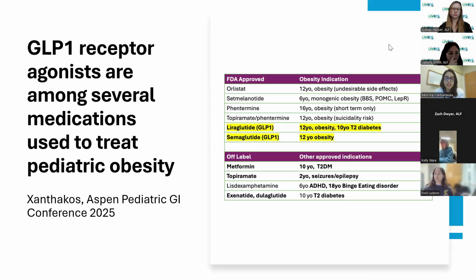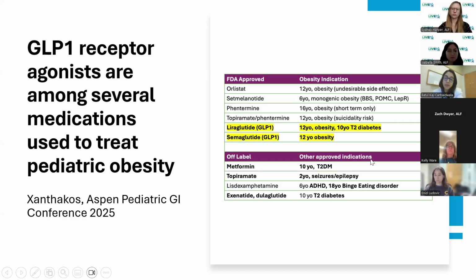A couple of things just to quickly say: liraglutide and semaglutide are the ones that are indicated in children. There are medications being used off-label for weight loss that are not FDA approved for weight loss, but that do seem to work well. Metformin, we often have patients on, and this can be helpful also when they have pre-diabetes or a diabetic range HbA1c.